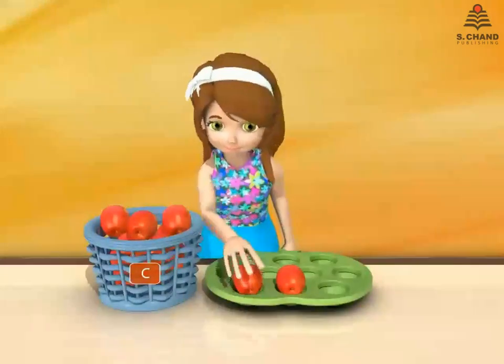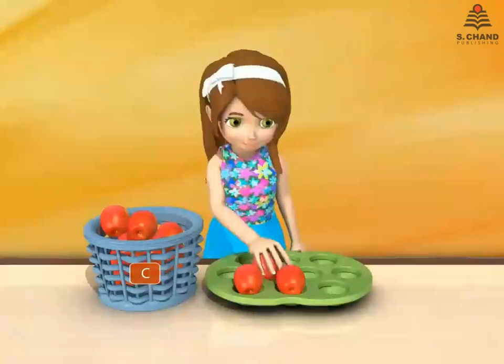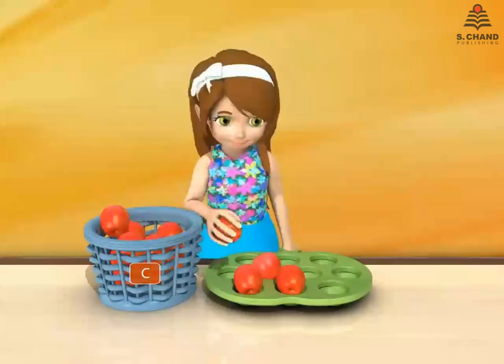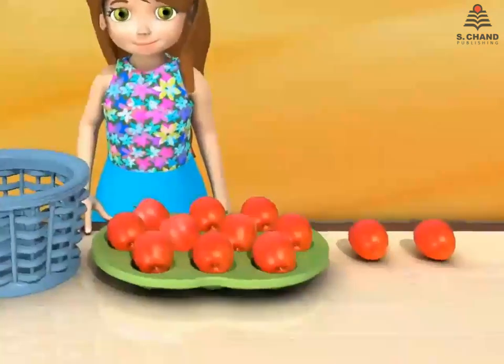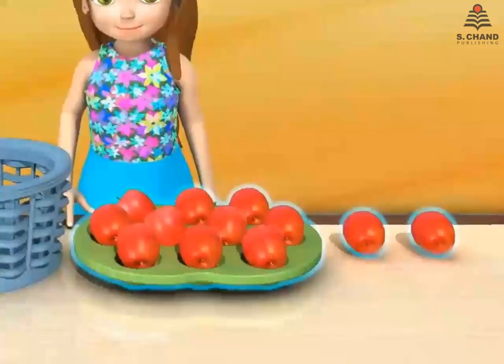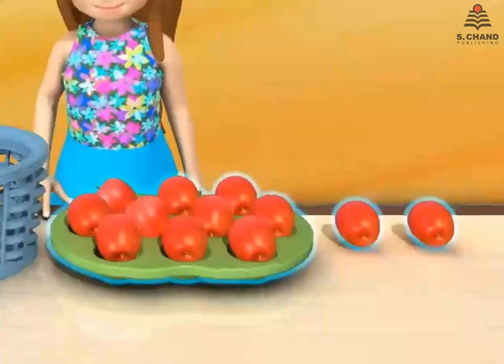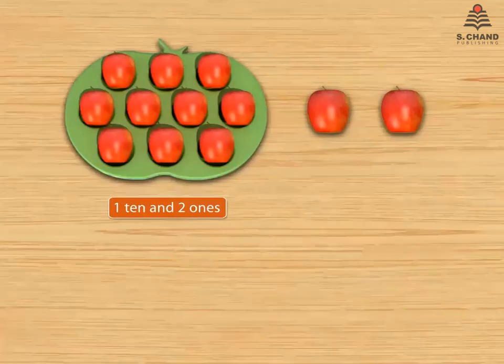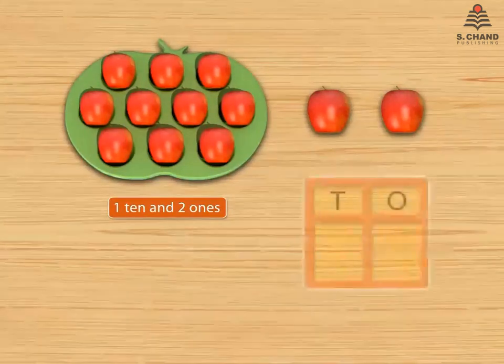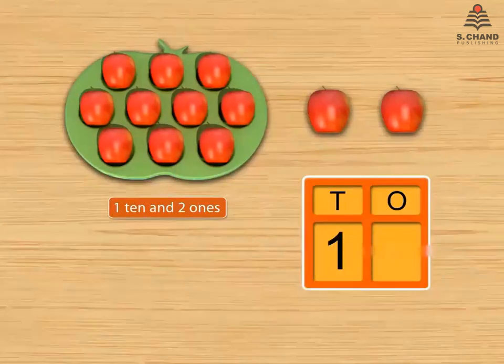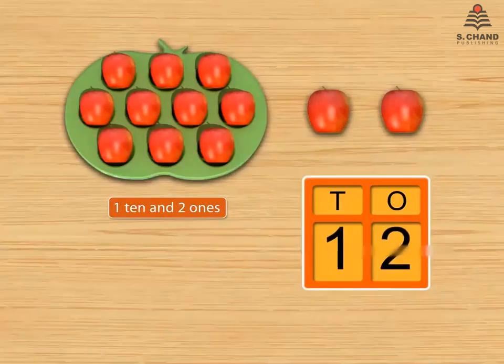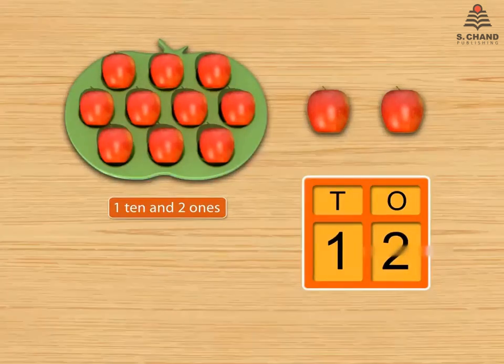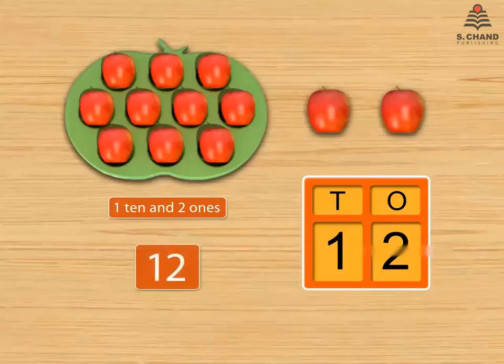Let's put the apples from basket C in the tray of 10. We have 1 tray of 10 and 2 leftover apples. These are 1 ten and 2 ones. Placing 1 in tens place and 2 in ones place, we get 12. So, 1 ten and 2 ones make 12.